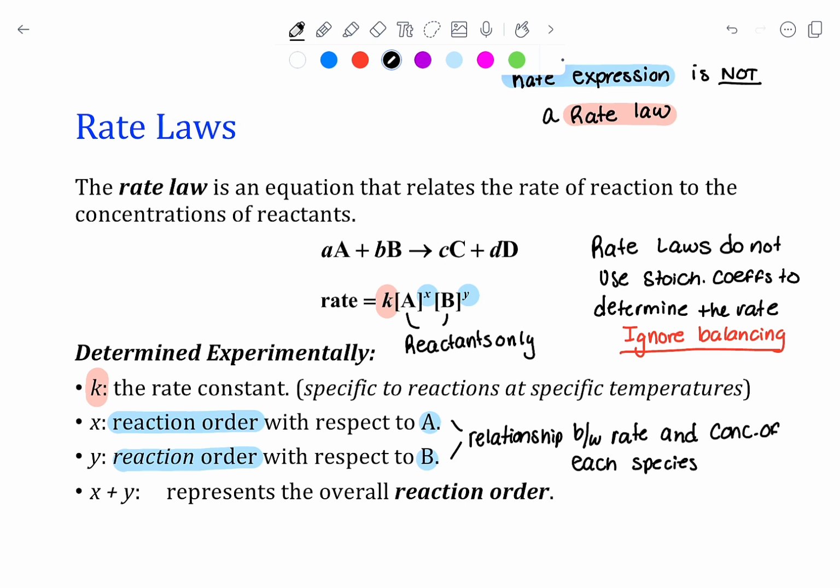And we'll look into reaction orders more in depth here in a few seconds. Now, if we take those reaction orders, X and Y, and we add them together, that will represent the overall reaction order for the entire reaction. So let's look more into reaction orders.